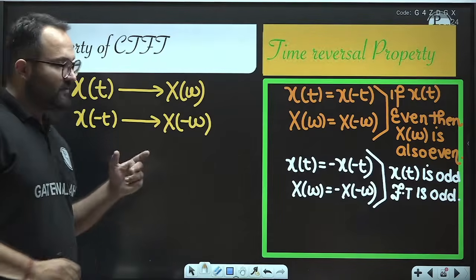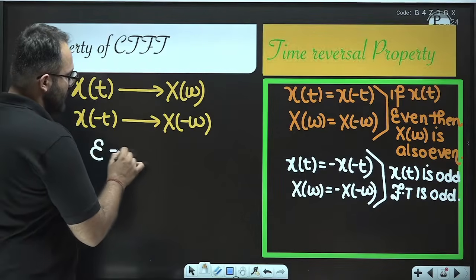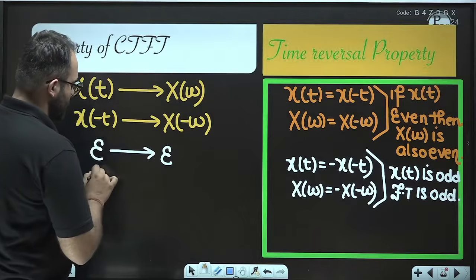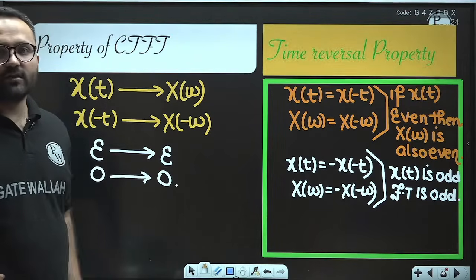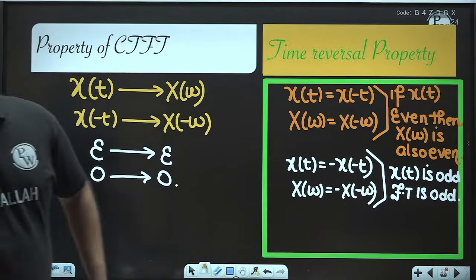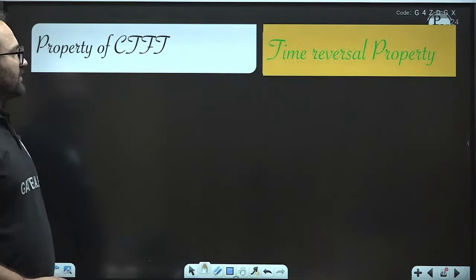For an even signal, we have an even Fourier transform. For an odd signal, we have an odd Fourier transform. So this property you can remember. This is an important property. Now let's move on to the next thing.